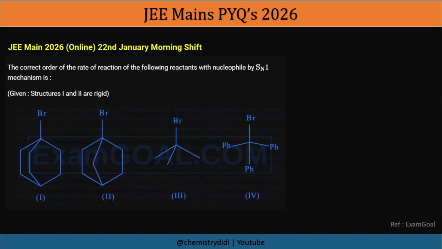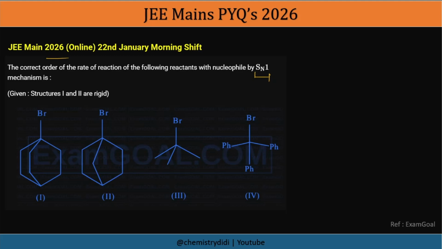Hello everyone, let's try to solve this particular question which came in the recent JEE paper in 2026. Here they are asking simply the order of rate of reactivity. It follows an SN1 reaction. What exactly is SN1? Nucleophilic substitution reaction, unimolecular. And here the rate is directly proportional to the stability of the carbocation.